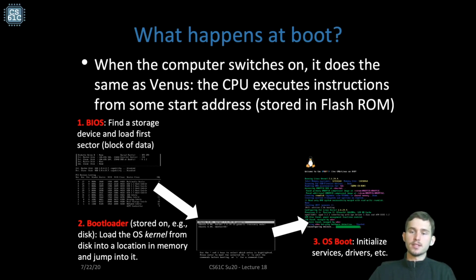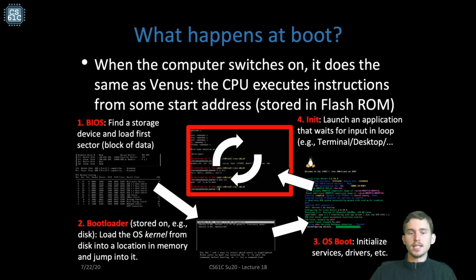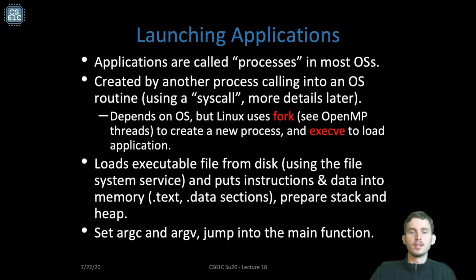Next, we have the operating system boot sequence, which will basically just initialize itself and the services and drivers that it needs to be able to interface with your computer and run in general. And finally, once that is done, it will launch init, which essentially will allow us to launch applications that wait for input in a loop. This will be running until your computer shuts off, and this will allow us to run terminal, desktop, those types of things. So this is the general sequence of how we start up a machine.